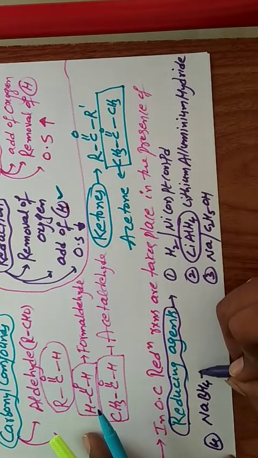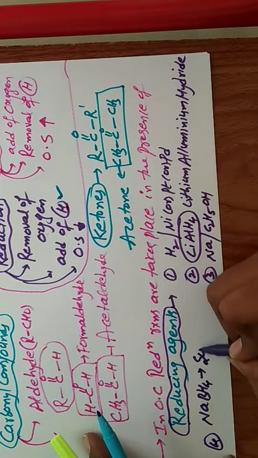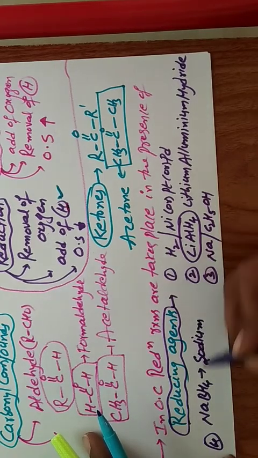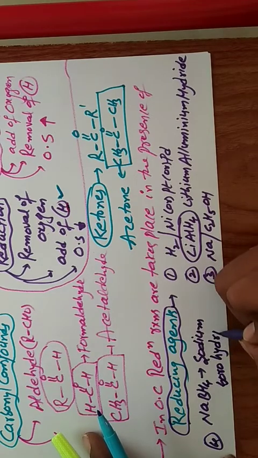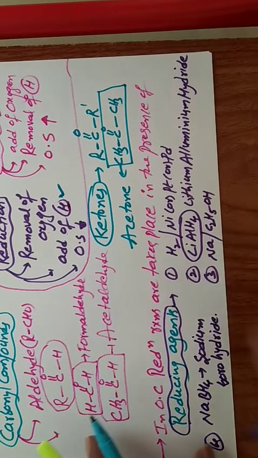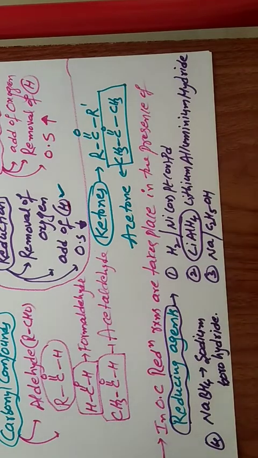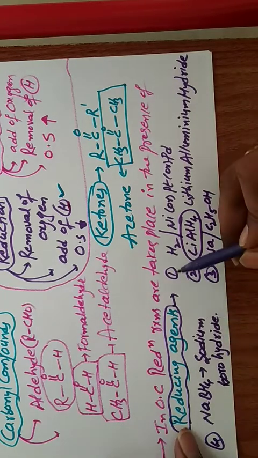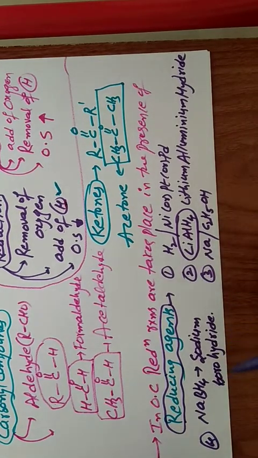So what is this name? Sodium borohydride. This is the sodium borohydride. This is taken as an example of a reducing agent.